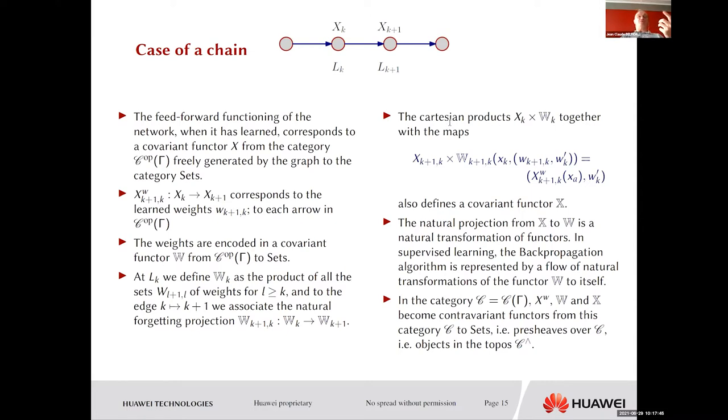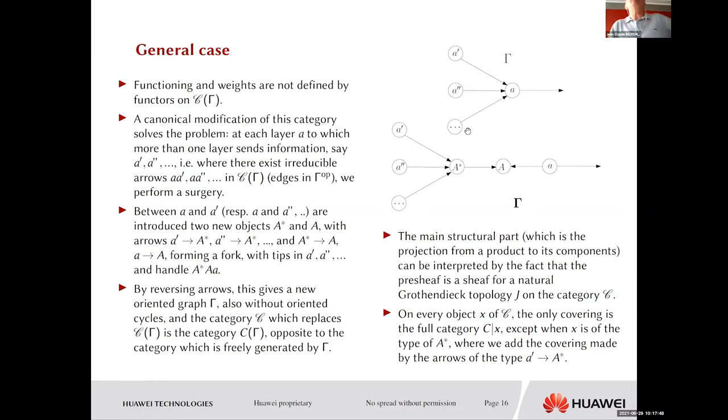Now, if you have something a little bit different from a chain, that means if we consider the general case, then the situation becomes a little bit more tricky. And now the functioning and the weights cannot be defined by functors on C of gamma. So in fact, what we have done is a canonical modification of this category. For example, if you have this kind of problem to be solved, that means you have in this graph many different, let's say, modules that converge to this object a, a small a, then we have to perform a surgery, because considering this as a site will not work at all.